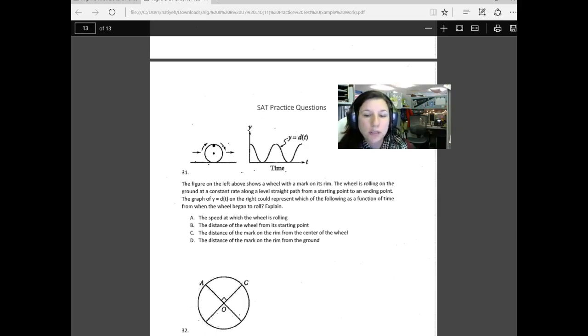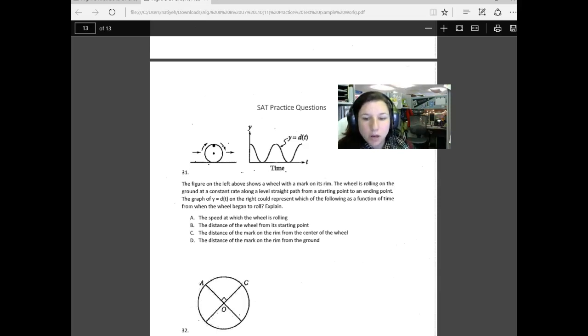The first option is, does this curve here represent the speed at which the wheel is rolling? It tells us that it's moving at a constant rate. So if it's moving at a constant rate, then the speed really should be constant, so we shouldn't see these kinds of changes. We don't really have any other information about the speed, so I would rule that one out. The distance of the wheel from its starting point, we don't have any information in terms of how far this wheel is going or how far they're pushing it, so I would rule that out as well.